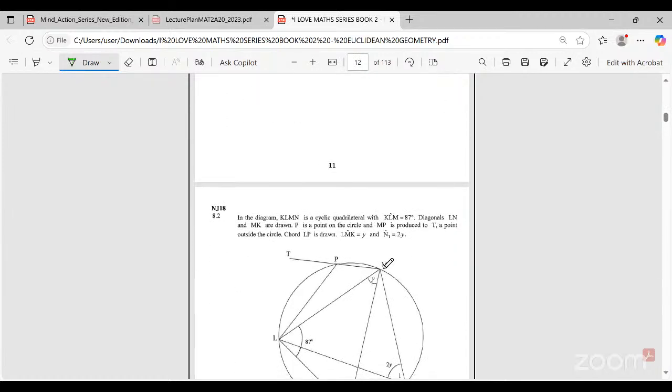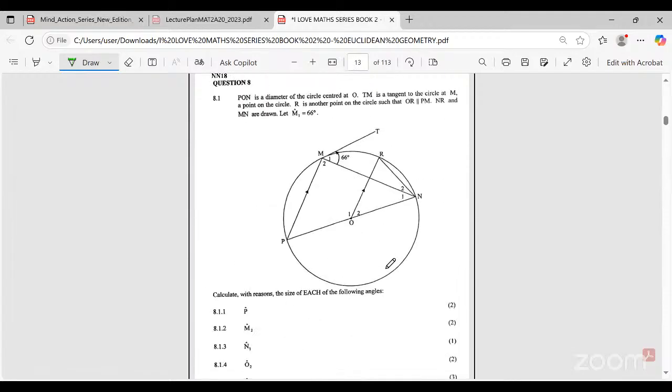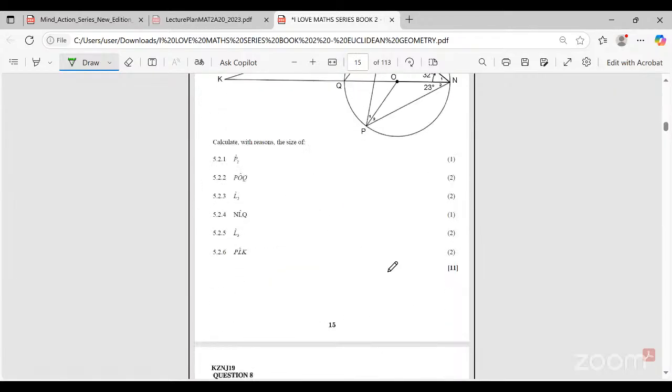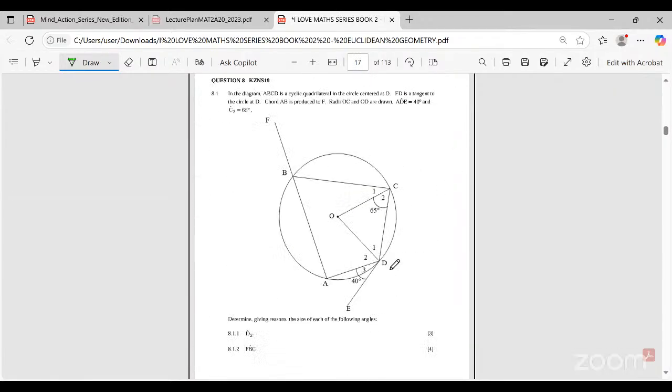I know maybe it's time up. Do you mind if I can quickly touch up on the grade 12 Euclidean geometry? No, I don't mind at all, sir. Okay, fine. Thank you.